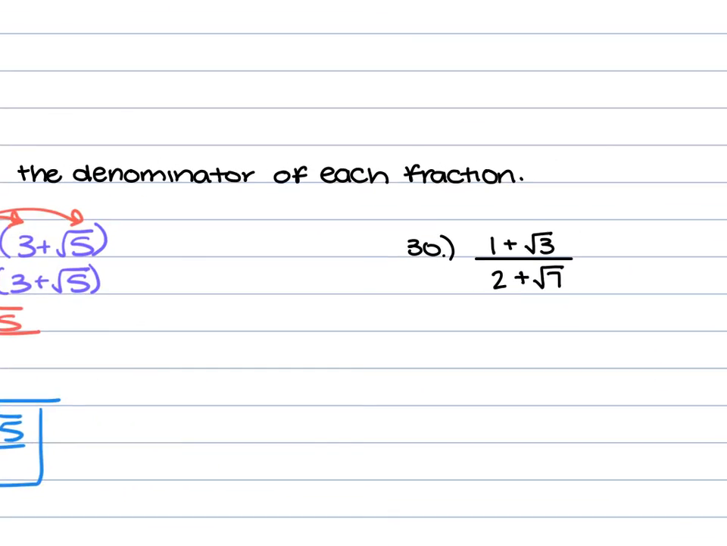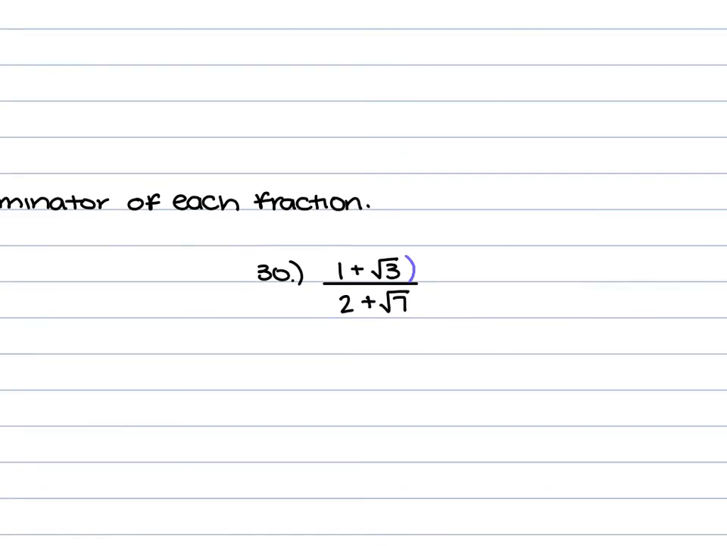For 30, we have a little bit more of a difficult fraction here, because we have binomials containing these radicals on both the top and the bottom of our fraction. So we're going to take the conjugate of our denominator. So instead of it being 2 plus the square root of 7, it's going to be 2 minus the square root of 7. And we're going to multiply each the top and the bottom by that 2 minus square root of 7. We are going to FOIL.